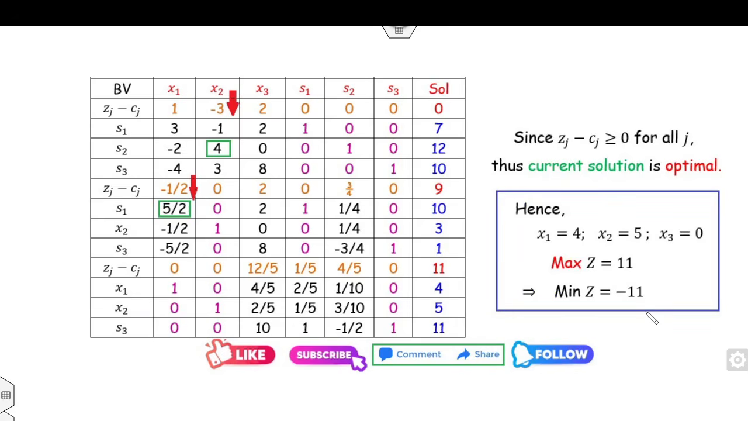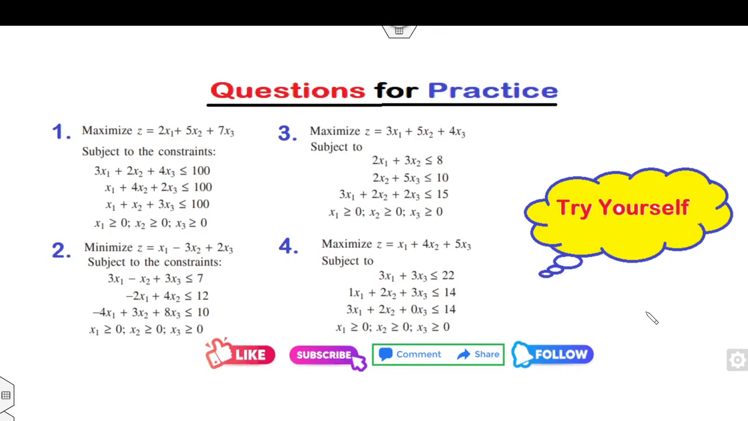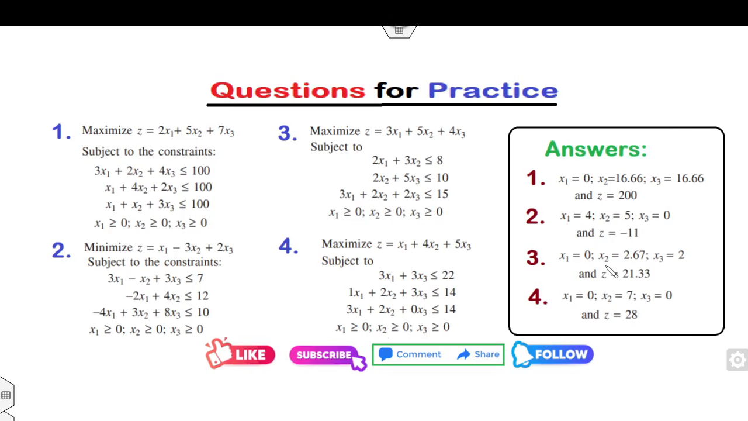I hope you enjoyed this session as well. These 4 questions I have given you as an exercise. You can try to solve all these problems. You can see all have a less than sign, but make sure this one is minimization, and this, this and this are maximization. You can verify your answers with these 4 I have given.